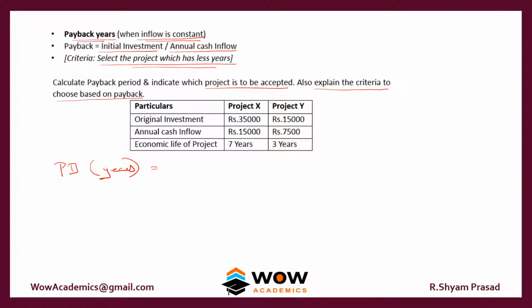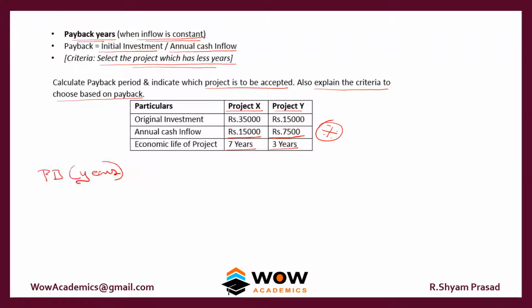So there are two projects here, project X and Y. The investment is given, and the annual cash inflow is given. It is constant, so they have given it as a single number. If it were a differing number in each year, they would have given you that. But as it's the same number, the cash inflow is constant. Only when the cash inflow is constant can we use this method. They have also given you the economic life of that project.